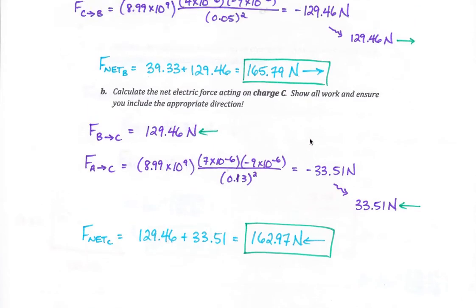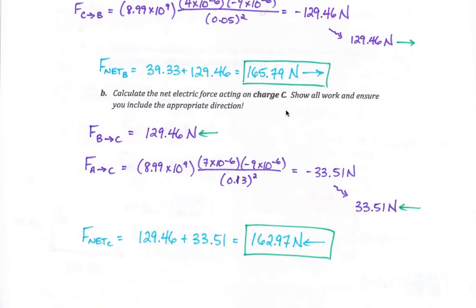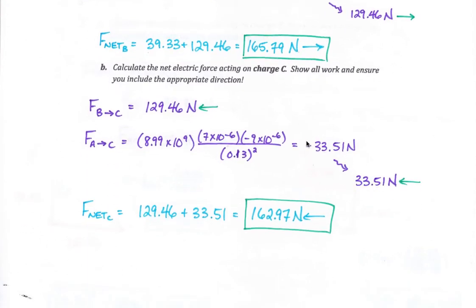The negative means attraction. Well, A is attracting B, which means A attracts C, so A will pull C to the left. So I will have 33.51, erase the negative, replace it with a leftward directed arrow. Both acting to the left means I add them, and I get a total net force on C of 162.97 newtons directed to the left.